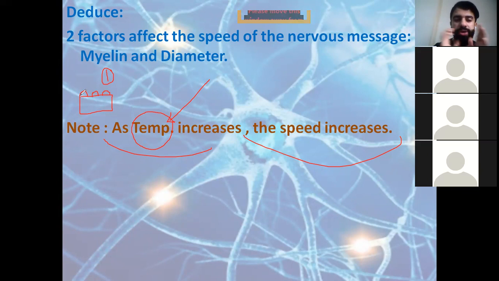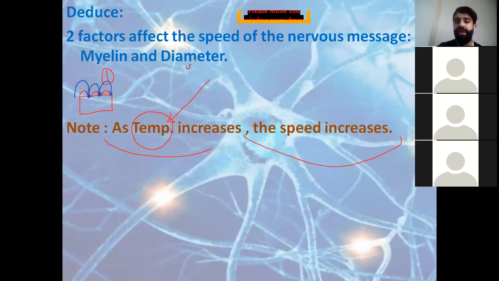Let's see. Selena, what do you think? What do we call the gaps between the myelin here? Nodes of Ranvier. Very good. So these are the nodes of Ranvier. So the message is going to jump here. Thank you, Selena. It's going to jump in a saltatory movement. So this jumping will accelerate the nervous message. So this is the myelin, the first factor.